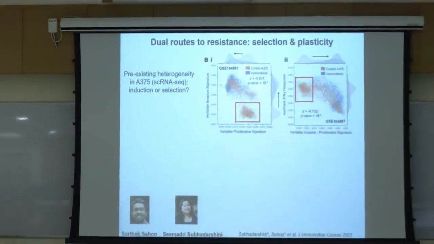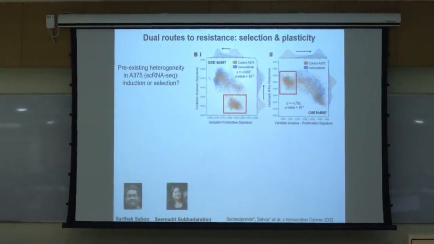So in the untreated cells, you have these cells which are proliferative but not invasive, and also invasive but not proliferative. But when you look at the treated cells, this subpopulation disappears. This subpopulation is no longer present. Now, just looking at the static picture, you cannot say whether this was an induction or this was a selection that was happening.